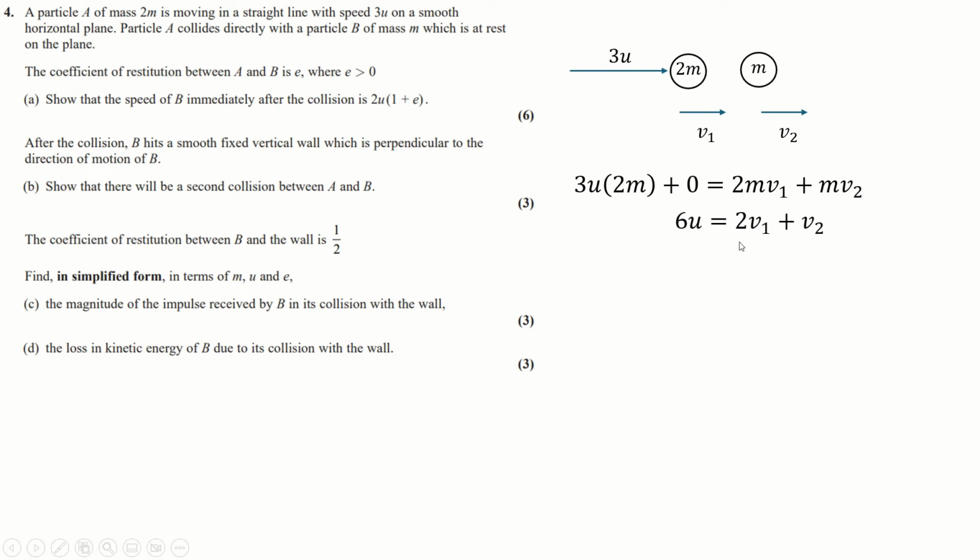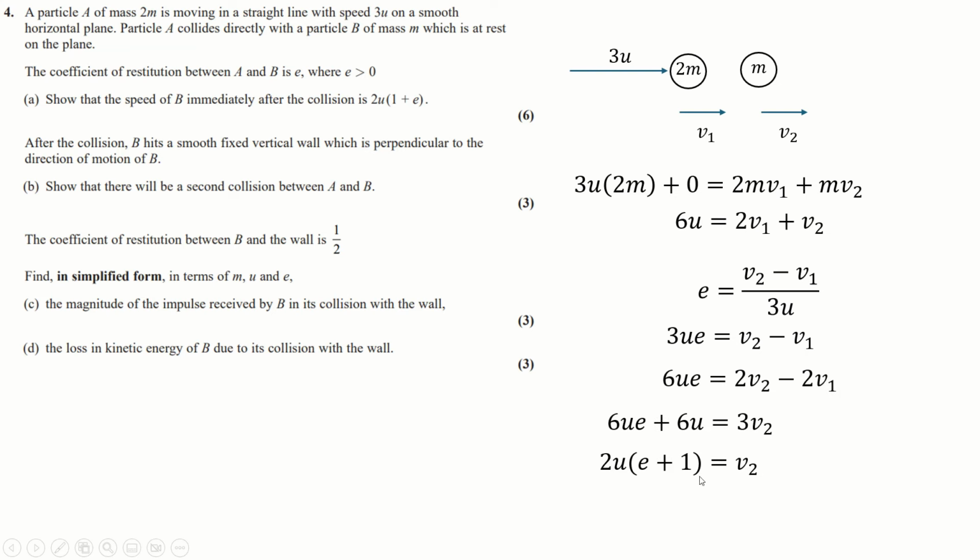I tidied that up a bit, cancelled the m's. E is equal to separation, which is this minus this, over approach, which is obviously just 3u because this one's not going anywhere, times that across. And now I think we're looking for speed of B. It doesn't actually really matter because in these kind of questions, you basically always want to get both of these in terms of the original constants. But if we're looking for V2, since that's the question they've asked us, I think I doubled this equation here, and then I can add this one to get rid of V1, I guess. And then, of course, you can divide and you get what they wanted.